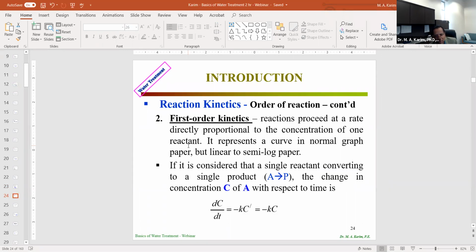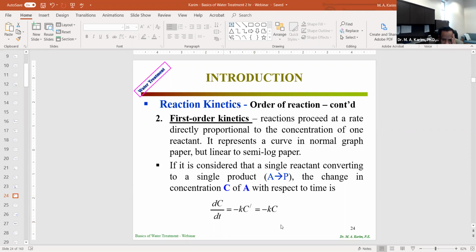If it is considered that a single reactant is converting to a single product, A to P, where A is the reactant and P is the product, the change in the concentration C of A with respect to time, dC over dt, is proportional to C to the power 1. Then if we replace the proportionality, it becomes minus KC, where K is the proportional constant. Why is it negative again? Because it will change with time. It will decrease with time. Change means it will decrease.